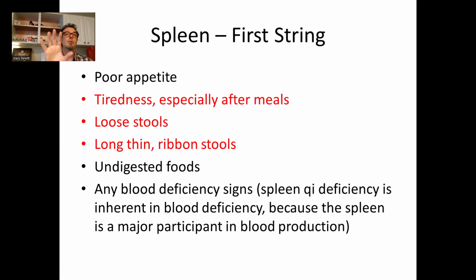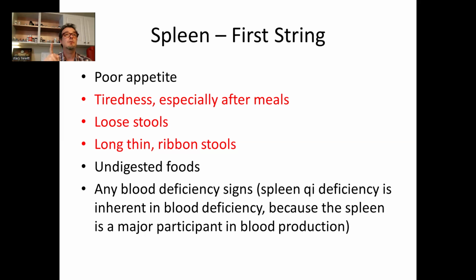So some of the things to look at: poor appetite, tiredness, especially after meals. That's a biggie. I've got these in red, and these are some of the things that are very important for the spleen. It's not just, oh, I'm eating a big Thanksgiving dinner and I've got to go to sleep. A lot of times if I eat any type of meal and I feel a little fatigue, like I've got to go to sleep, that says something about the spleen. Loose stools, the spleen's all about loose stools. If you see that, think first about the spleen.